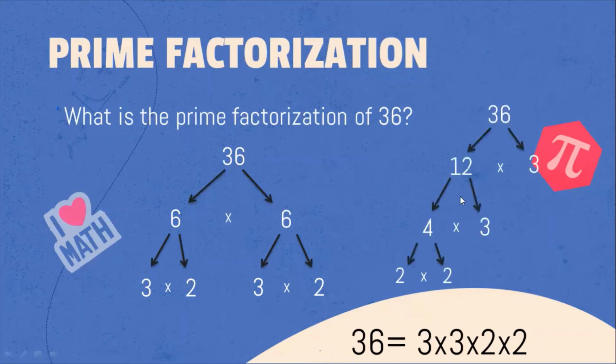I'll be showing you another way. It can be like this. 36 has different factors such as 12 and 3. 12 times 3 is 36. And 3 is a prime number, and 12 is a composite number because it has other factors such as 4 multiplied by 3. Then 4 is a composite number again. It has another factor such as 2 times 2. That's why our prime factorization is 3 multiplied by 3 multiplied by 2 multiplied by 2. That is the other way of finding the prime factorization of 36.